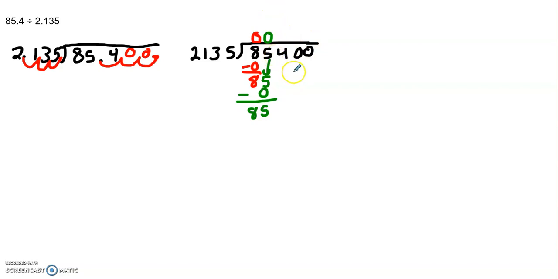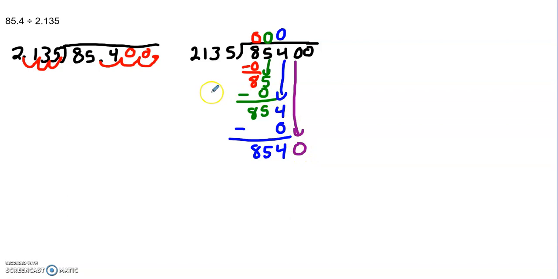Then I need to bring down the 4. Well, it still cannot go in here, so I know I'm putting another 0 and minusing a 0. 854 minus 0 is 854. I then bring my next digit down. Now that this 8,540 is larger than 2,135, I could then do my multiplications.